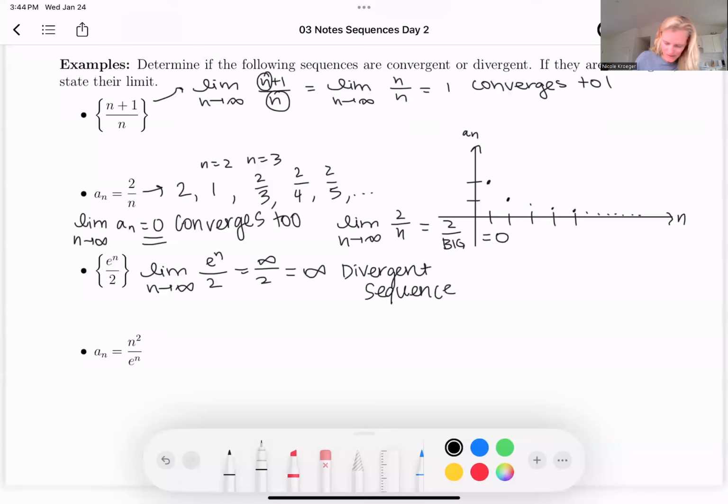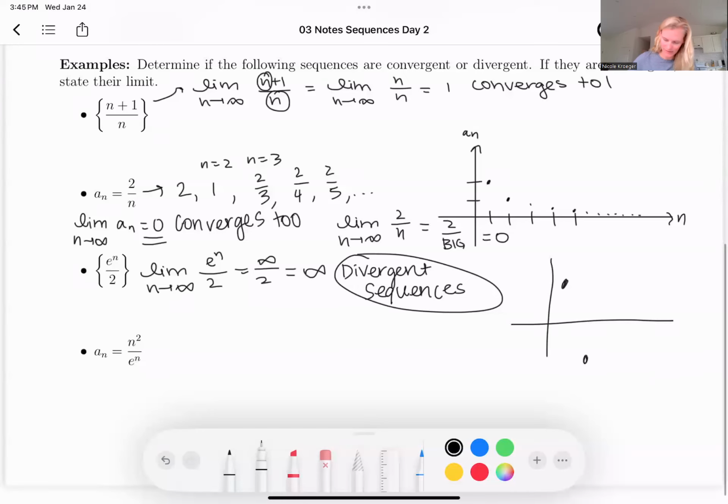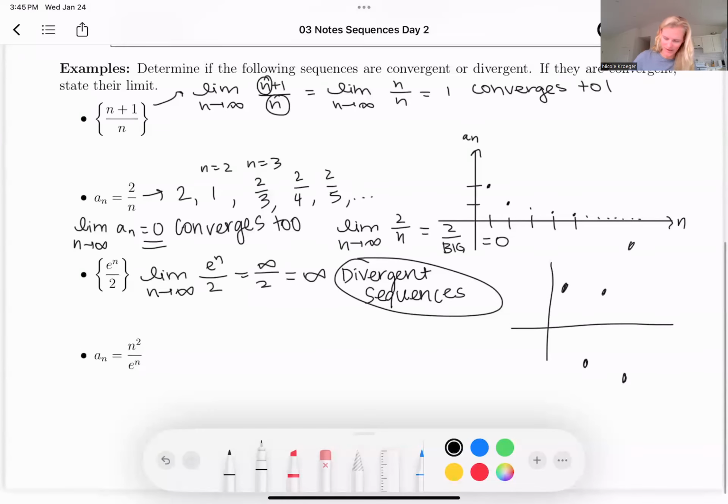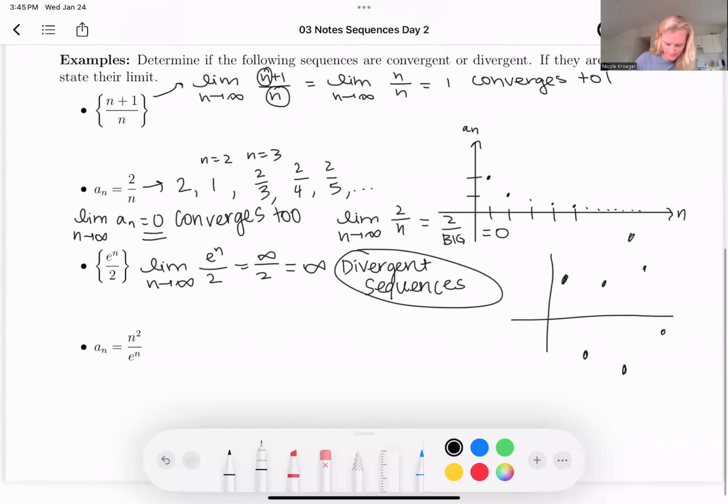Divergent sequences just mean that the terms of the sequence are not getting closer to a particular value. In this case, the terms would be getting bigger and bigger. They're getting more and more infinite. But sometimes we could have a sequence that bounces back and forth. Maybe it does something like this. It kind of bounces all over the place. That would be divergent as well. So we don't have to be getting things that go to infinity in order to get a divergent sequence.